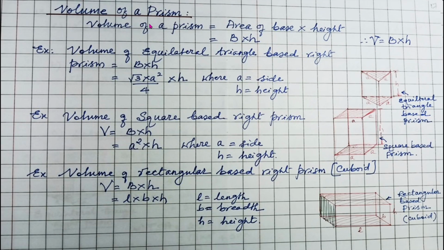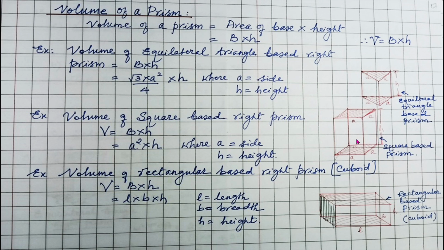Now to find the volume of a prism. The volume of a prism is equal to area of base into height. Since it is a regular figure, find the area of the base and multiply by height. Therefore, the area of the base is capital B and height is h. Therefore, the volume is equal to B into h. The volume of an equilateral triangle based right prism is B into h, where B is root 3 a square by 4, into height. And remember, it is for an equilateral triangle.